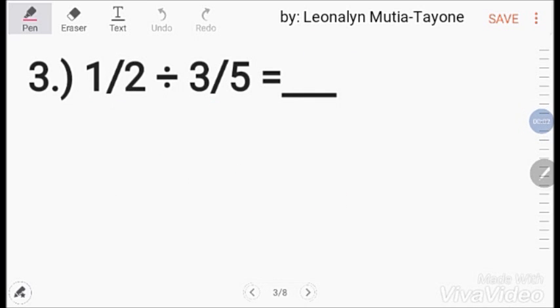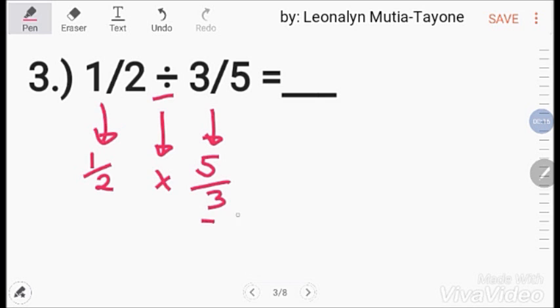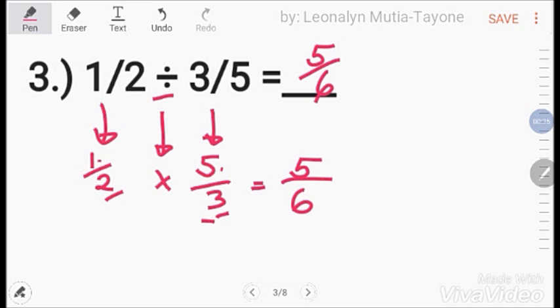Number 3, remember, pag division tayo, ang division mo, gawin mo munang multiplication. Ang dividend mo, kopyahin lang. Samantalang yung divisor mo ay reciprocal ng 3 over 5, maging 5 over 3. Ngayon pwede ka nang mag-multiply. Numerator to numerator, and that is 5. Denominator to denominator, and that is 6. 5 over 6, simplest form na siya ng fraction. So, ang answer dito ay 5 over 6.